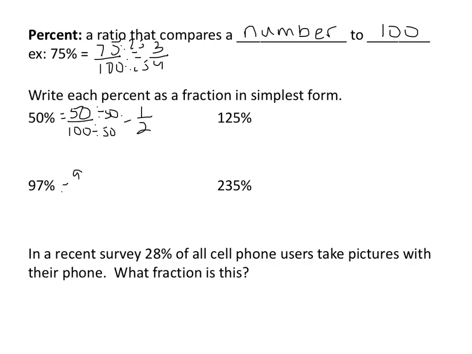97% is the same thing as 97 over 100, and that actually cannot be reduced any further. 125% works the same way. It becomes 125 out of 100, which is the same as 1 and 25 hundredths, or 1 and 1/4, because I can divide both of these by 25.